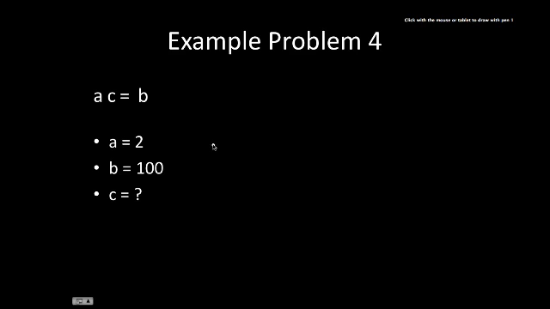All right, let's take a look at one more here without units. A times C equals B is the equation that we're given. Here are our givens. Here's our unknown. Why don't you go ahead and do the equation work, set up, and solve. Hit pause, and I'll come back with the solution.